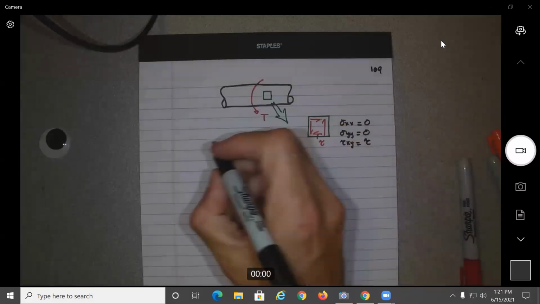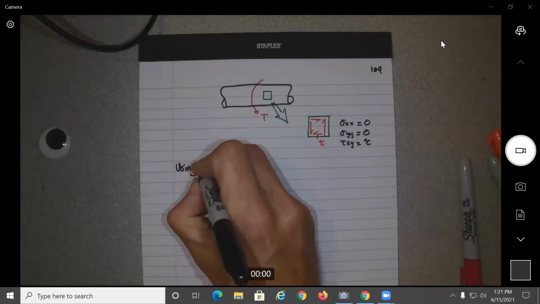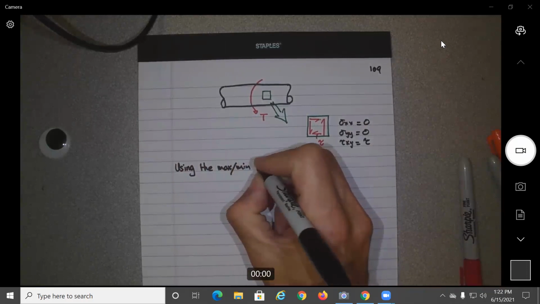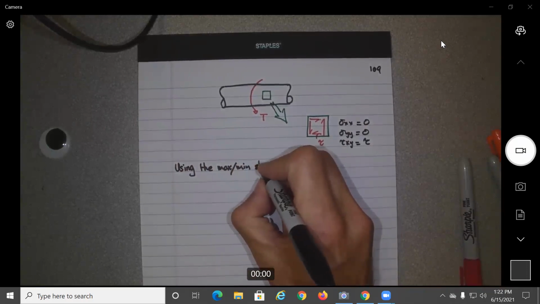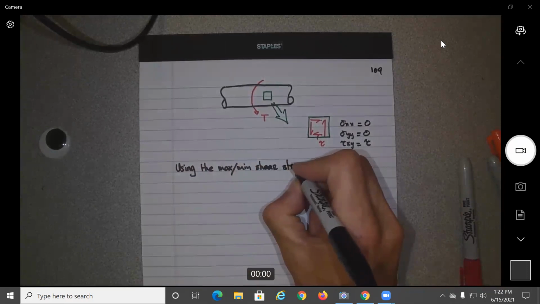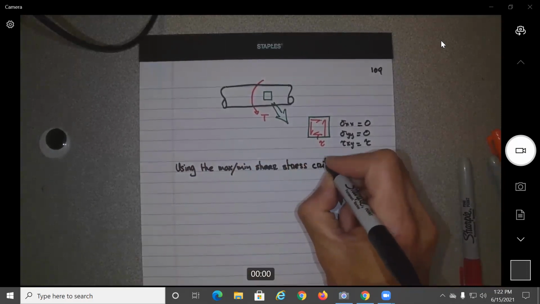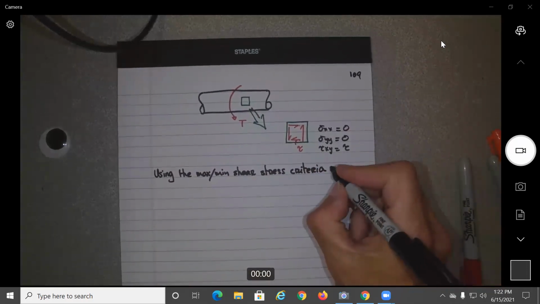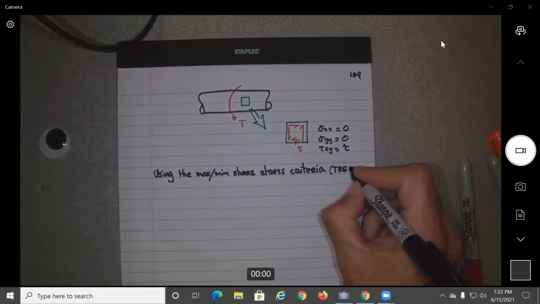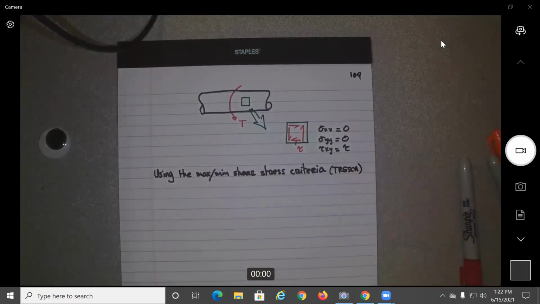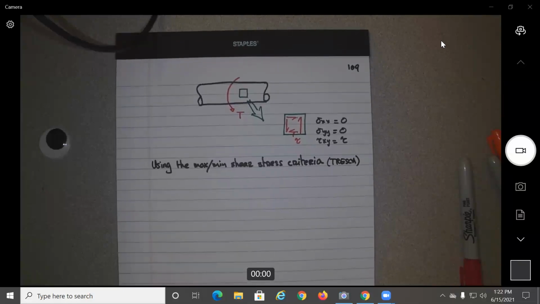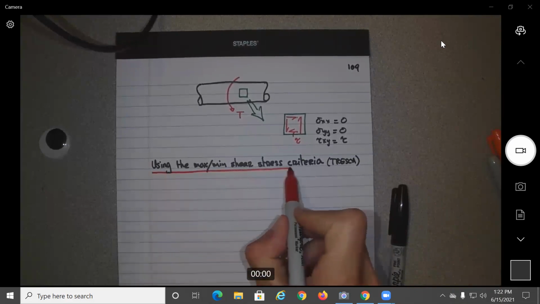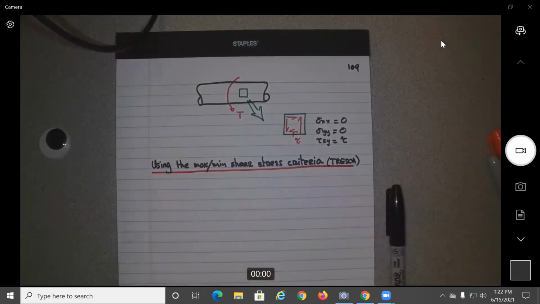All right, so using the max, min, shear stress criteria, and some people, this one is generally known as the Tresca. I don't know if that name sounds familiar or not, but basically Tresca just means maximum or minimum shear stress criteria. So basically we use that equation.